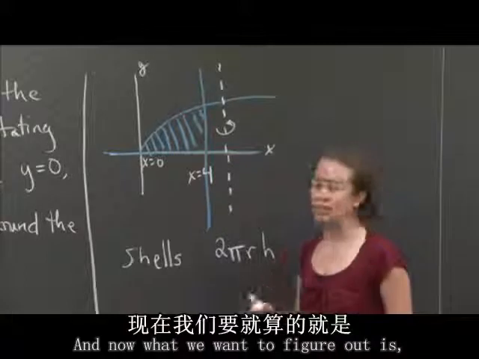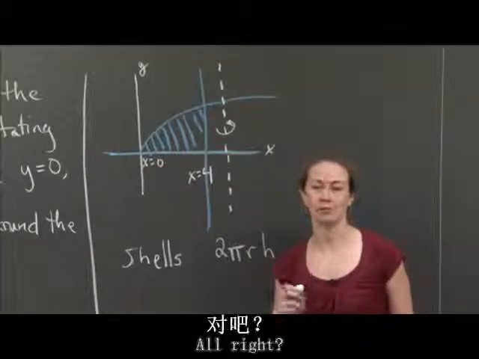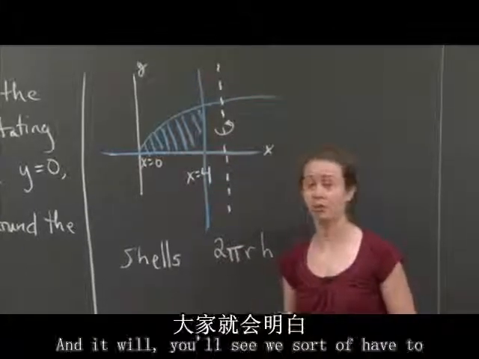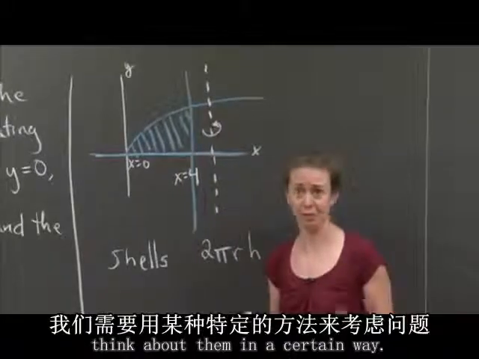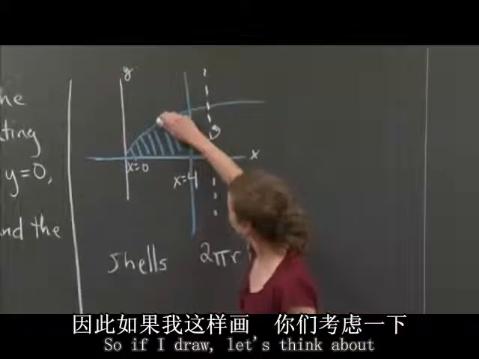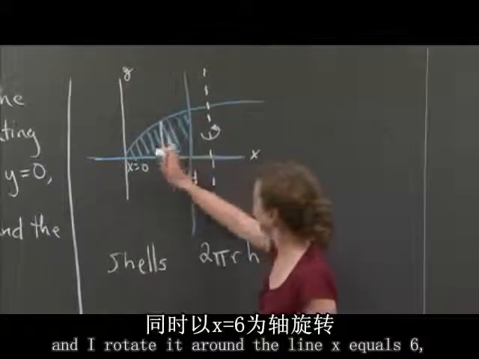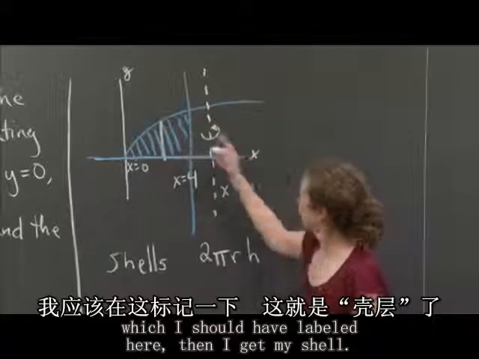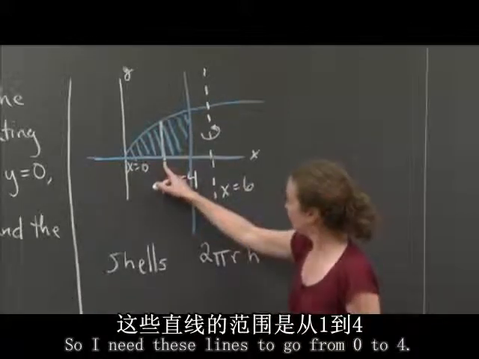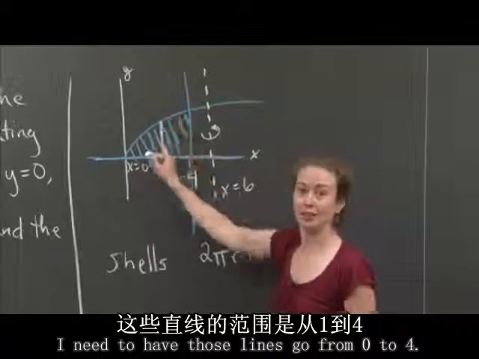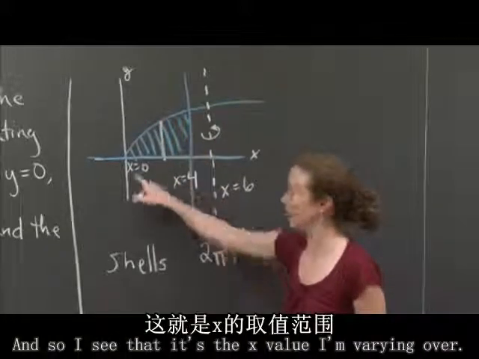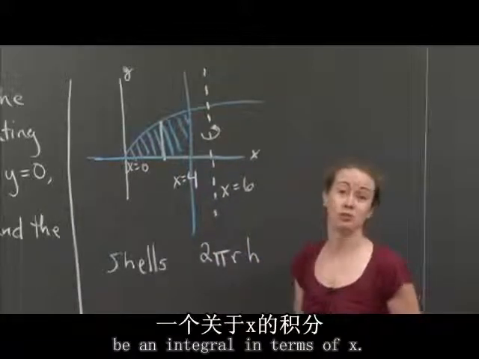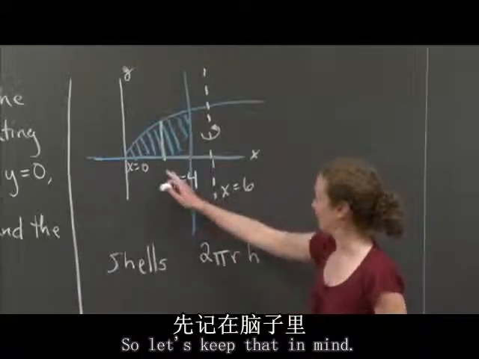Now what we want to figure out is, do I want to do this in terms of x or in terms of y? When I talk about these shells, is it better to think about them as functions of x or y? And you'll see we have to think about them in a certain way. If I draw a straight line down, and rotate it around the line x equals 6, which I should have labeled here, then I get my shell. So I need these lines to go from 0 to 4. I need to have those lines go from 0 to 4. And so I see that it's the x value I'm varying over. So I know this is going to be an integral in terms of x. Let's keep that in mind.